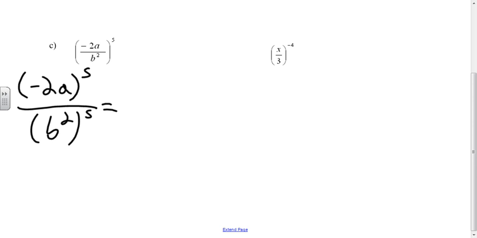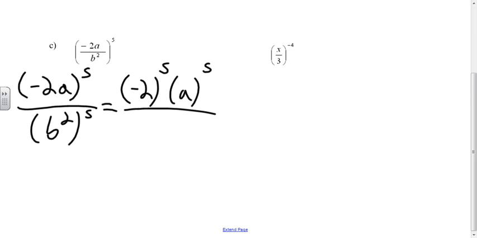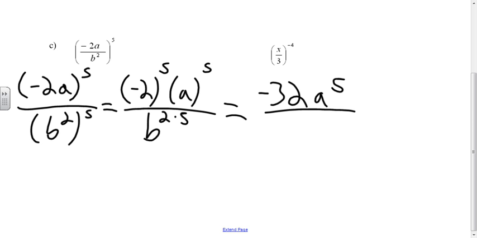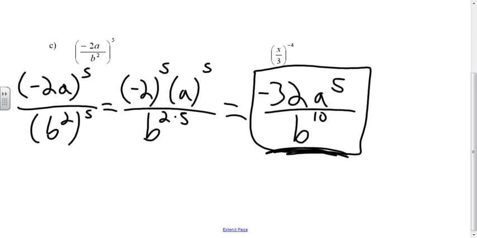From there, we just apply it to each piece. So negative 2 to the 5th power, a to the 5th power, that's our numerator. B squared to the 5th power would be b to the 2 times 5. Simplifying even more, we know that negative 2 to the 5th power is going to be negative 32, and a to the 5th power is a to the 5, and b to the 2 times 5 is b to the 10th. So in the end, our answer is going to be negative 32, a to the 5th, b to the 10th.